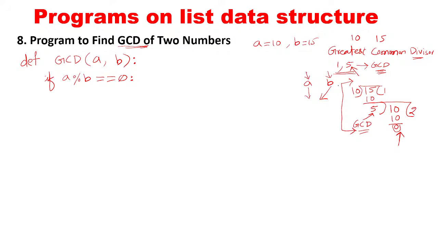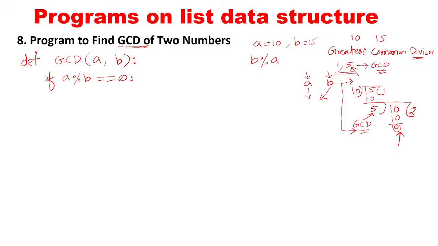Now see, a is 10 here, b is 15. So we are dividing b with a. That means we are performing b mod a here. The meaning of this is divide b with a and give the remainder. Now this is the last step in our division.